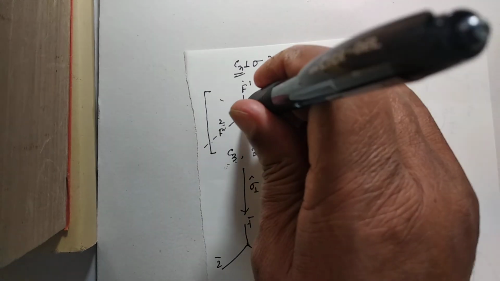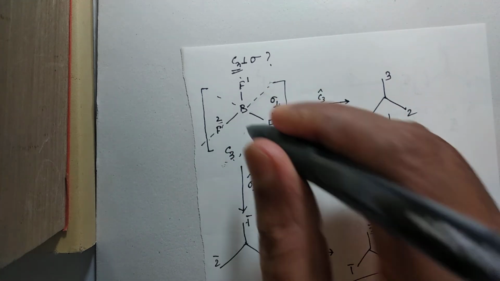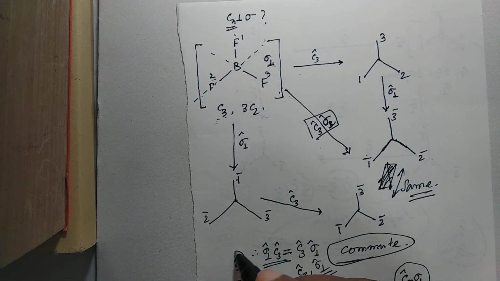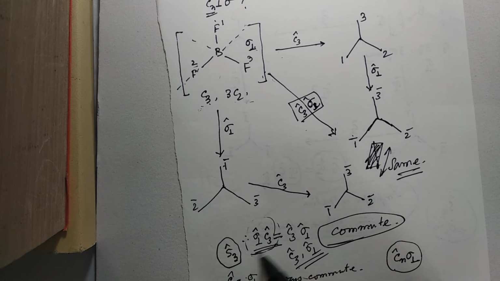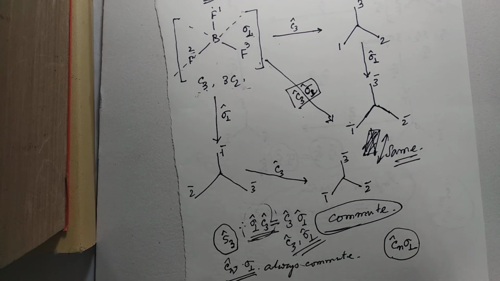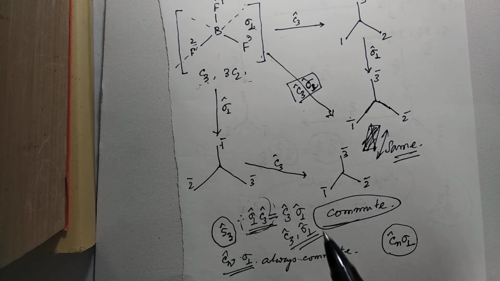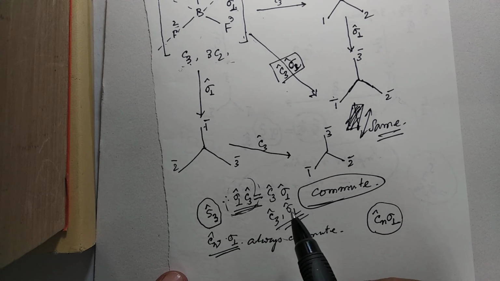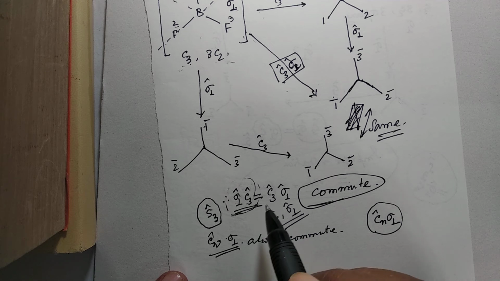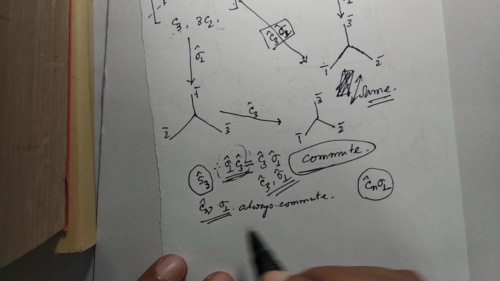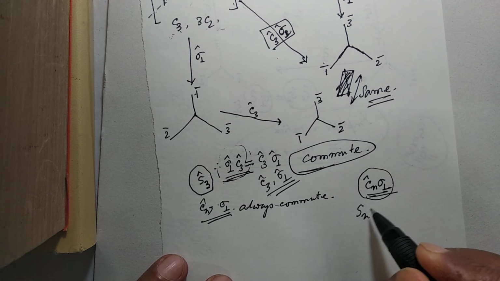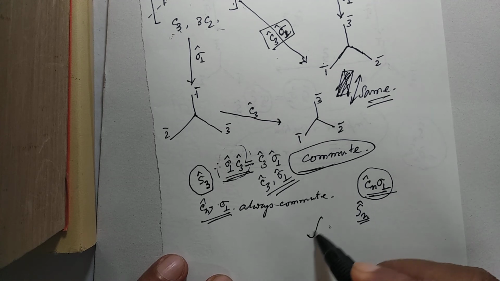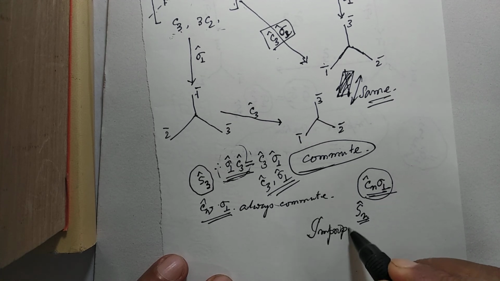This threefold proper axis of symmetry also behaves like a threefold improper axis of symmetry, and such an operation, either this or this, is an improper rotation. Rotation followed by reflection, or reflection followed by rotation, the plane of reflection being perpendicular to the axis of rotation. This is denoted by Sn. The general operation is denoted by an Sn operation. It is called an improper rotation.